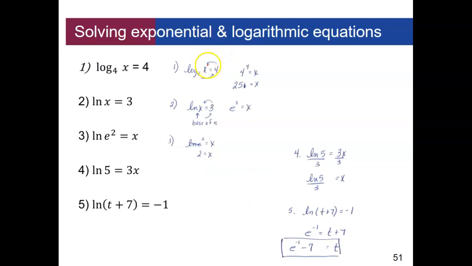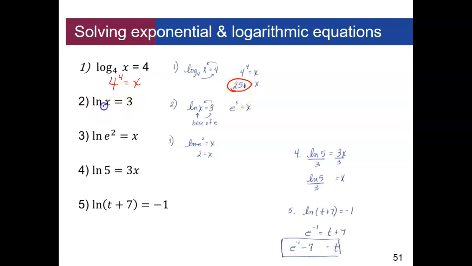Okay, so I have a few here where we're going to start solving some simple exponential and logarithmic equations, and generally that involves putting them into exponential form. So on this first one here, I'm going to do 4 to the 4th power, and I'm going to set that equal to x. So 4 to the 4th equals x. And so 4 to the 4th is 256, and so that's where I get this as my answer.